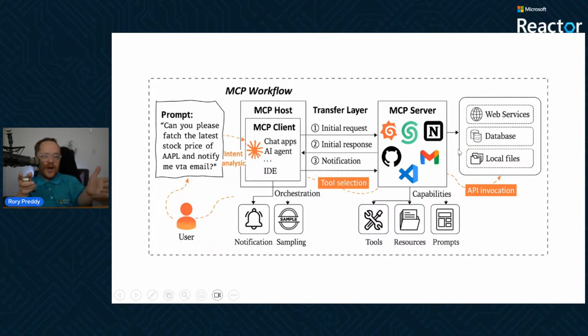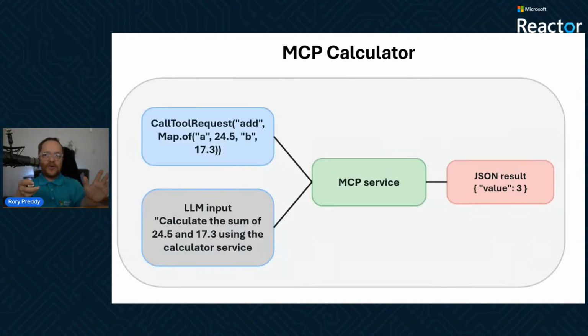Think of it as like a REST call, except instead of just calling a REST server, you're going to let that call be managed by the AI. And the calculator service, pretty simple. You can call the MCP service without even calling AI. You can just say call, add, and then you're going to go, okay, cool, 24.5 times 17.3, and then you can call the MCP service. But you can also ask the AI, hey, calculate the sum of 24 and 5 using the calculator service or using a calculator. And it's going to return the value. Both of those are going to return the same value, though.